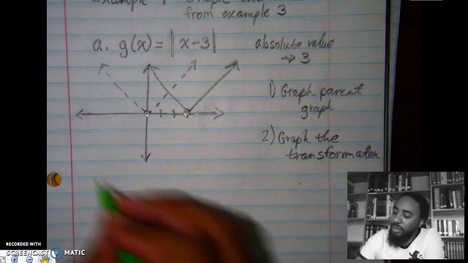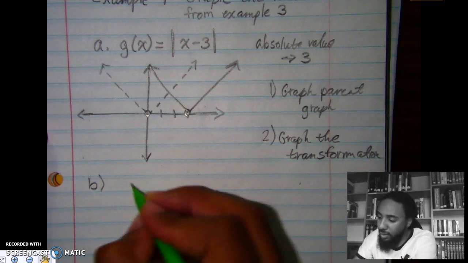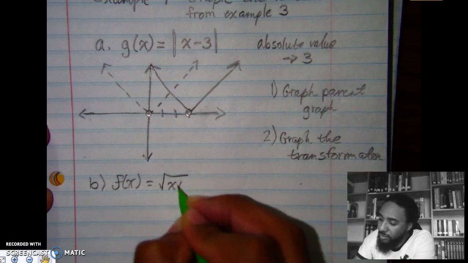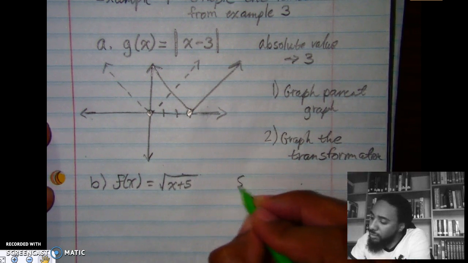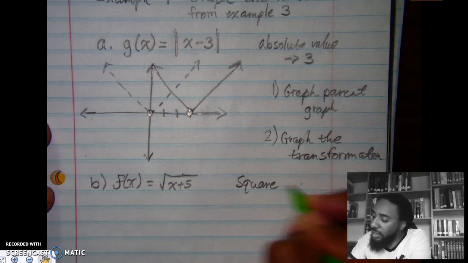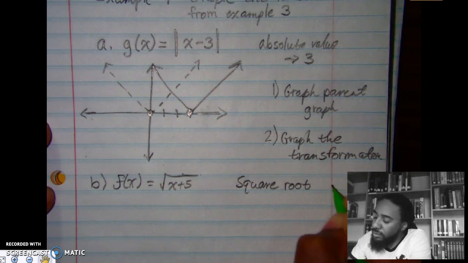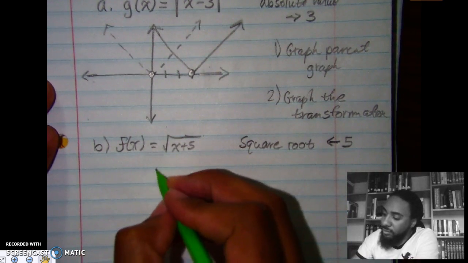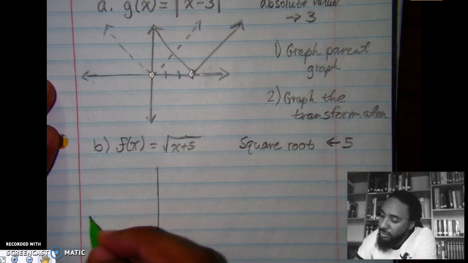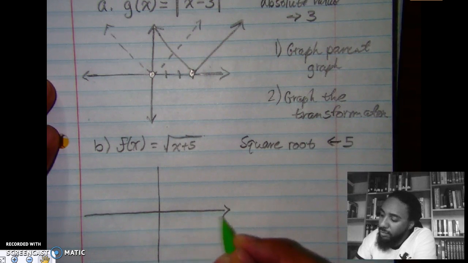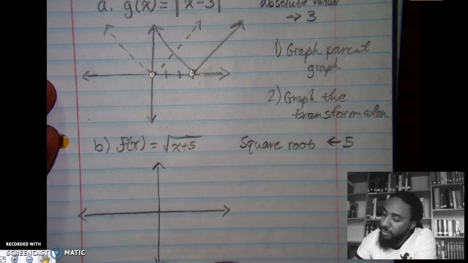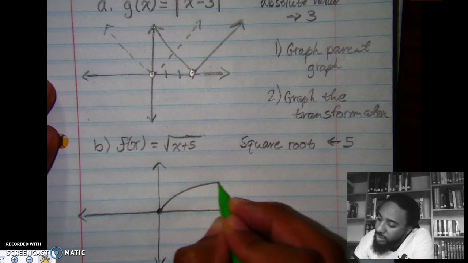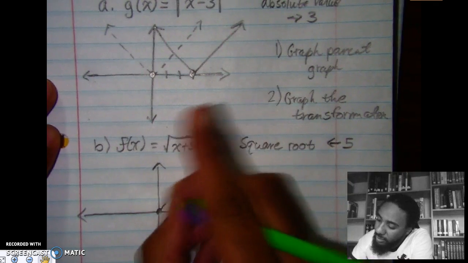Okay, so same process each time. So B, we're going to do the same thing. We already know what the parent graph is for B. That's square roots. And we already know we're going to the left here. So when we graph it out again, and it goes this direction. I'm sorry, should be dotted there.